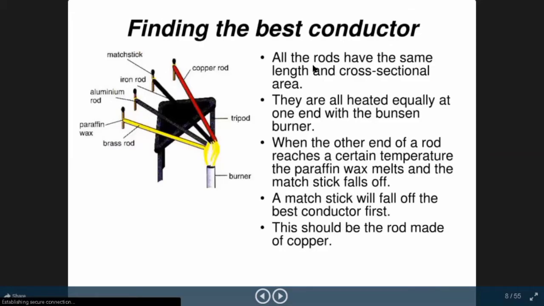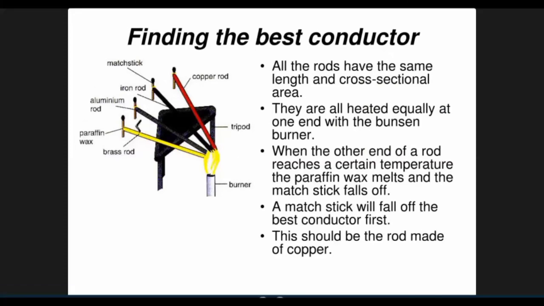How do you find the best conductor? Right, so over here you have a lot of rods that have the same length. We are keeping all the factors constant so that we can find our dependent variable. Now, they all are being heated equally by the same Bunsen burner, but there is paraffin wax at the end of each of these rods.